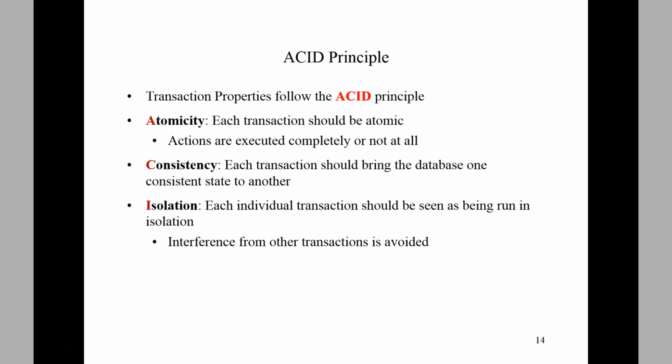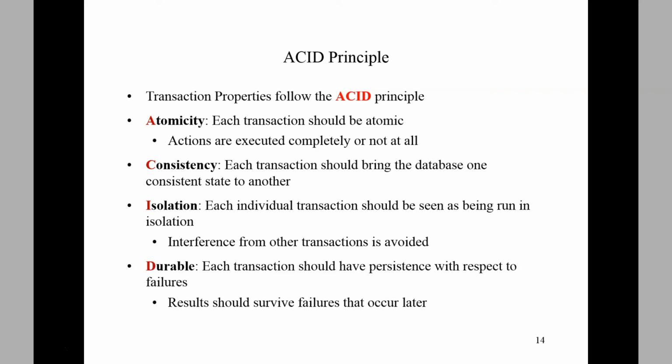The I comes from isolation. Each individual transaction should be seen as being run in isolation. Interference from other transactions will be avoided. And finally, the D comes from durable. Each transaction should have persistence with respect to failures. The result of a transaction should survive even in the event of a future failure.